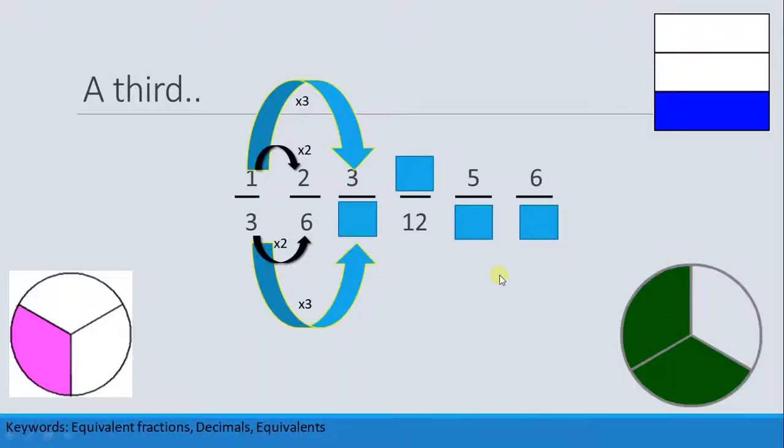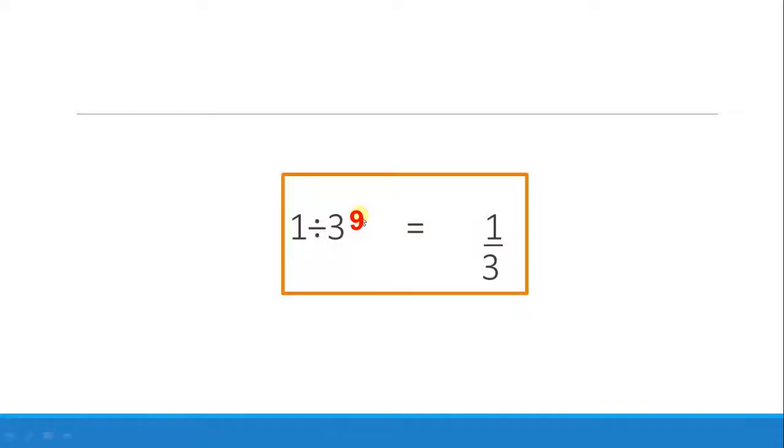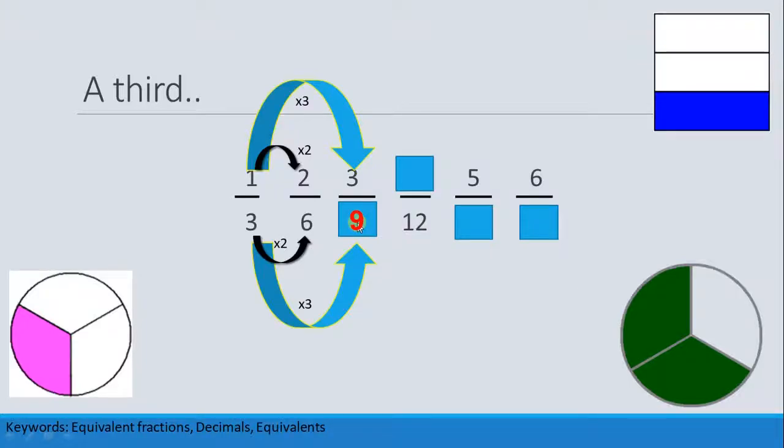Now for the third, as an example, 1/3, if we want to find the equivalent fractions for this fraction, we just multiply by the same number as I said before. So here we multiply by 2, we get 2/6. We multiply by 3, we get 3/, this is 3 multiplied by 1 is 3, 3 multiplied by 3 is 9. So we have 9 here, okay?